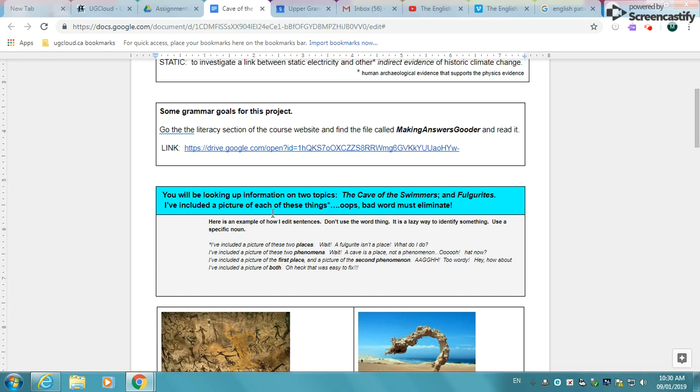I've included a picture of each of these things. Oops, that's a bad word. Remember, don't use the word thing if you can help it. So I deliberately did that. What should I change that word to from things? The picture of these two locations, these two, get the idea? It's very easy to try to replace that word thing after you've written it.